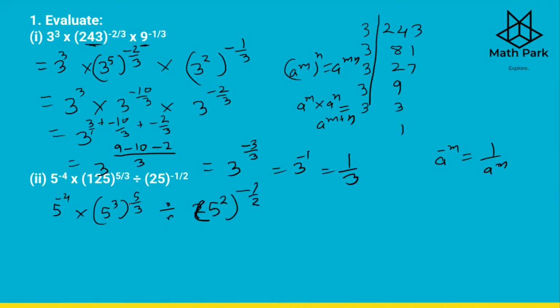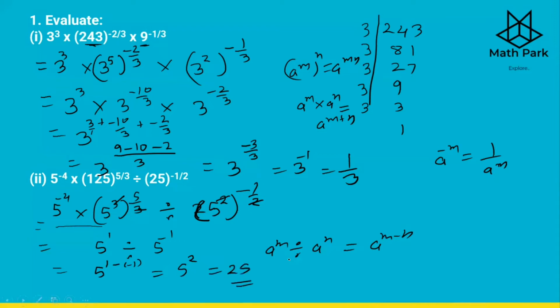Now (a^m)^n is a^(mn). So the 3 into 5 by 3, this gets cancelled. 2 and 2 got cancelled. Now here let us add: a^m into a^n is a^(m+n). Solving this, we get 5 raised to minus 4 plus 5, which is 5 raised to 1, divided by 5 raised to minus 1. Now a^m divided by a^n is equal to a^(m-n). So this becomes 1 minus of minus 1, which is 5 raised to 1 plus 1, which is 2, and that is 25. That is the answer for question number 2.